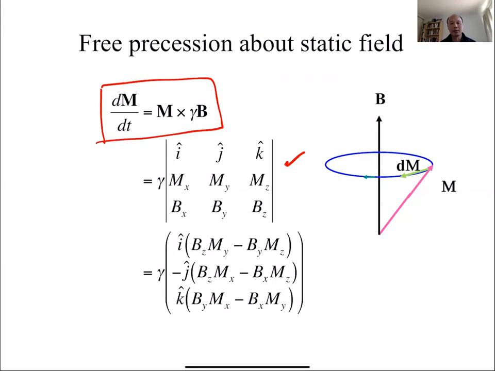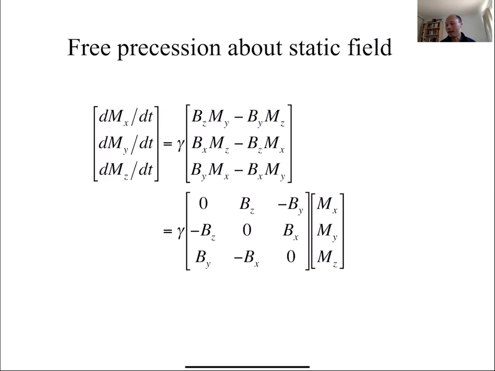And you can write that in matrix form. So you have each component, dMx/dt, dMy/dt, equal to that. And then you can rewrite this as this matrix, let's call this T, times your magnetization. So dM/dt, this matrix, equals some T matrix times the original matrix.